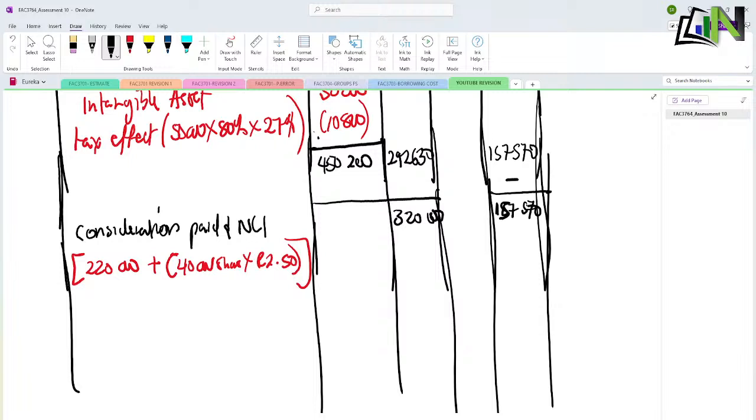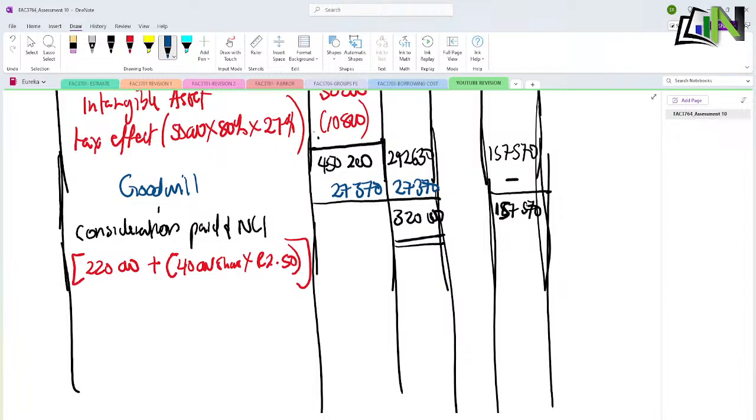Right, so you can see the consideration being paid is actually higher. The consideration being paid is higher than the equity that we are actually receiving. Therefore, this is going to give me a goodwill. So when you compare the two, it's going to give me a goodwill. That 320,000 minus 292,630 will give me a goodwill of 27,370, which is also the total.